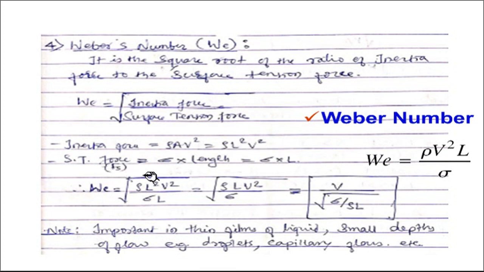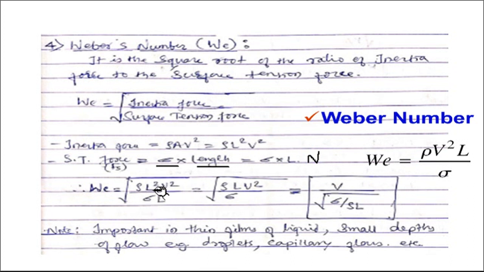Surface tension force Fs can be written as the property surface tension sigma multiplied by length, because we know surface tension sigma has the unit Newton per meter. So surface tension force is per unit length multiplied by length, sigma into L. So the unit is Newton here. So Weber's number is square root of rho L squared V squared upon sigma L.